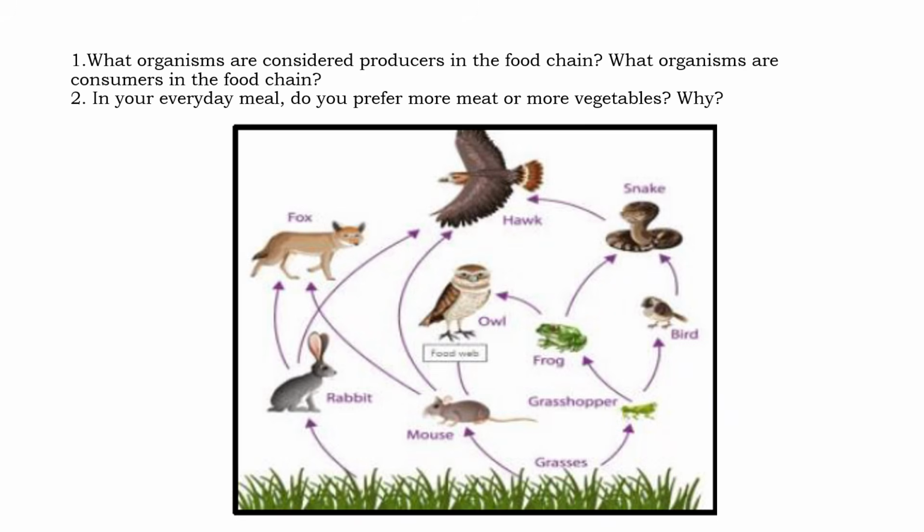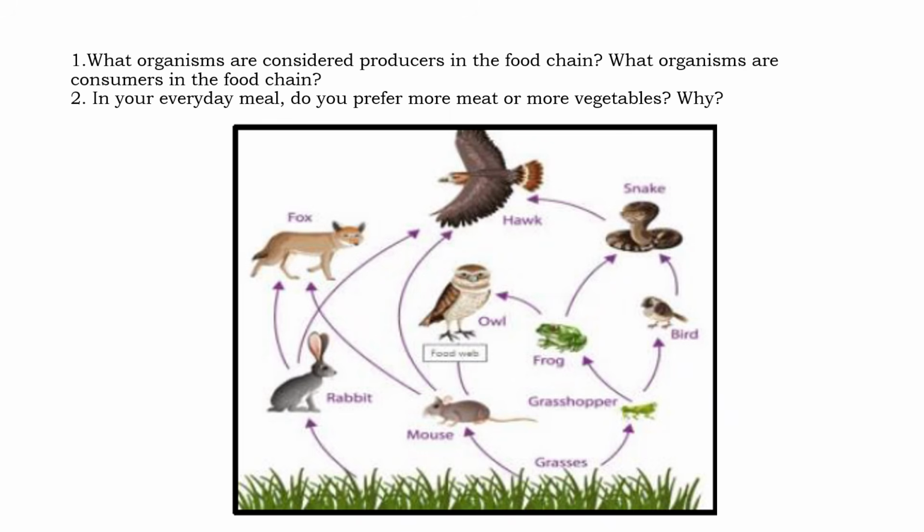The third part are the secondary consumers or the carnivores. These animals eat the herbivores. In the picture, frog eats grasshoppers. Bird eats insects like grasshoppers. Owl eats the mouse. Snake eats the frog or bird.